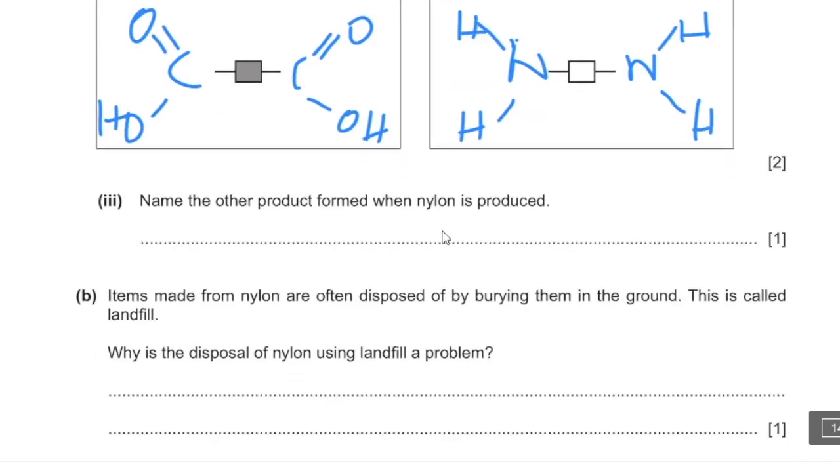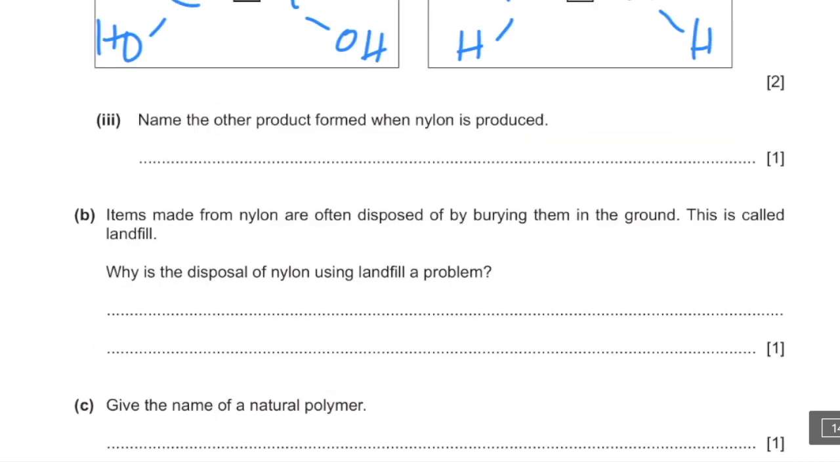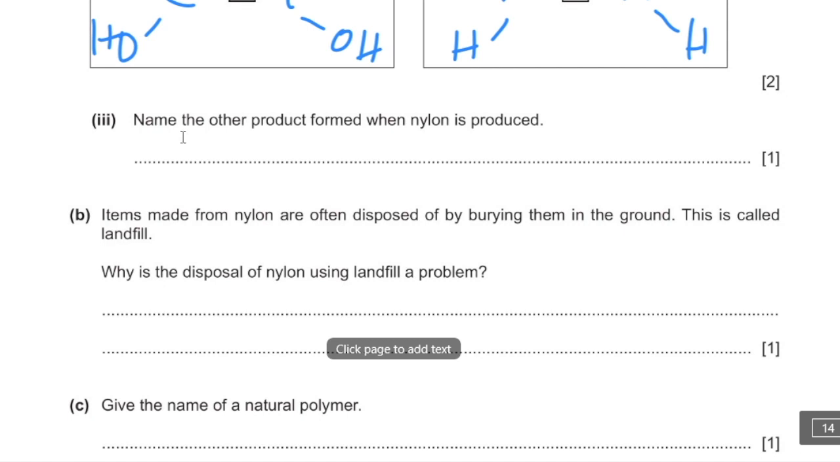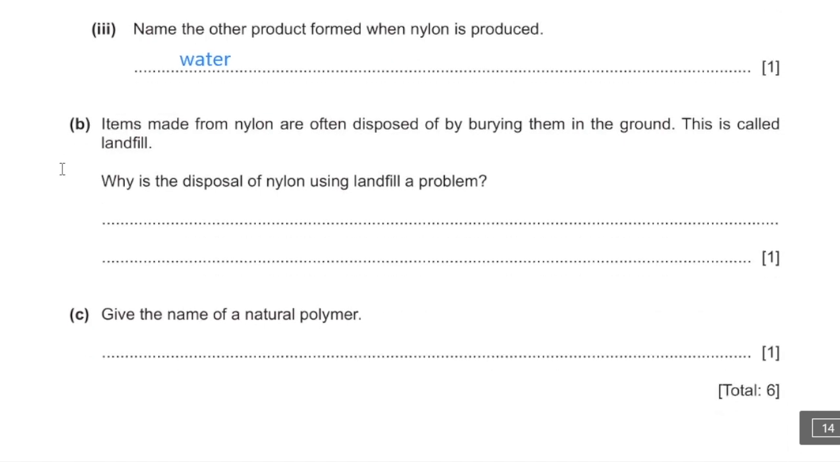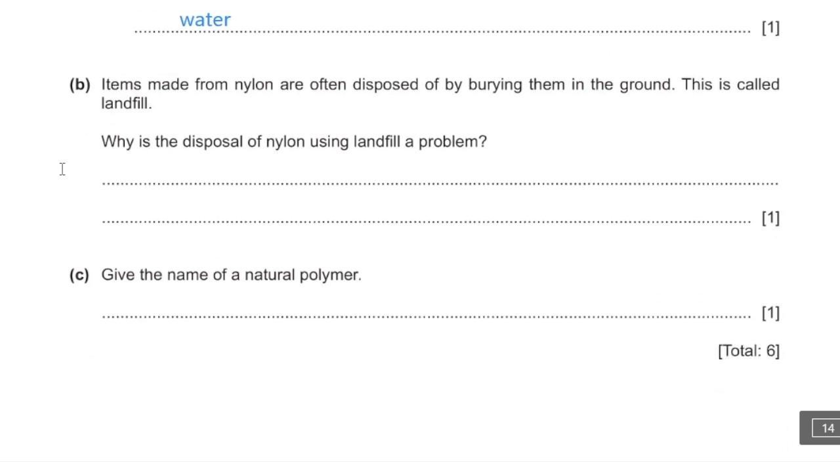Three, name the other product formed when nylon is produced. This is a condensation reaction, so it produces water as the byproduct. B, items made from nylon are often disposed of by burying them in the ground. This is called landfill. Why is the disposal of nylon using landfill a problem? Because it is toxic, so the land which has nylon inside of it cannot be used for growing crops, which would be a waste.